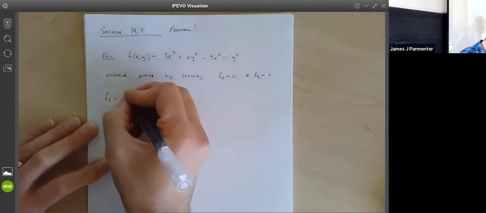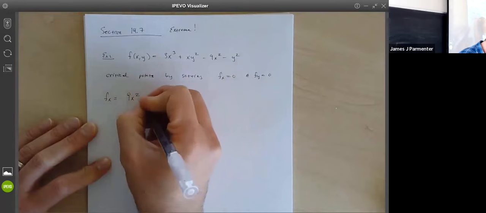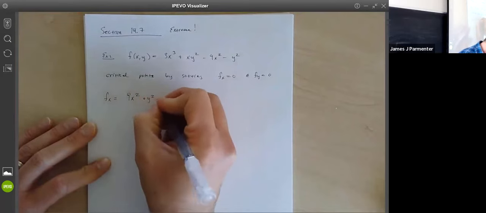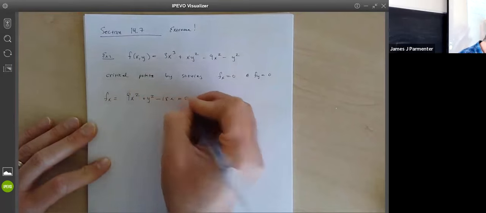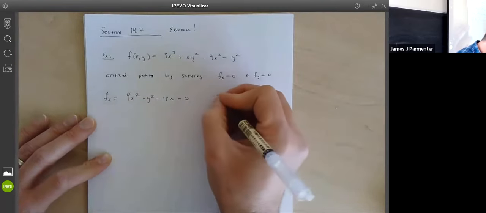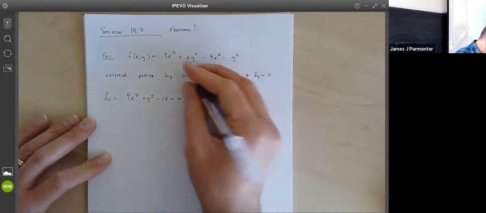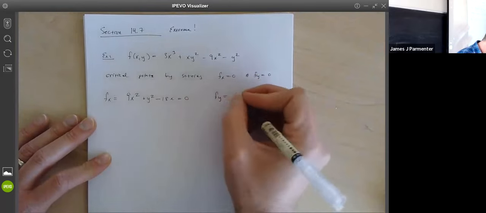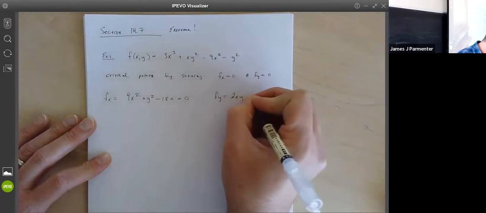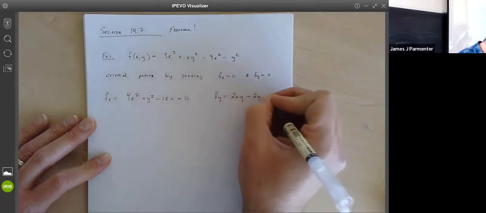All right, so let's see, fx is going to be 9x squared plus y squared minus 18x equal to zero. It's looking a little dicey. And fy is going to be a little bit easier, probably. It's going to be 2xy minus 2y.